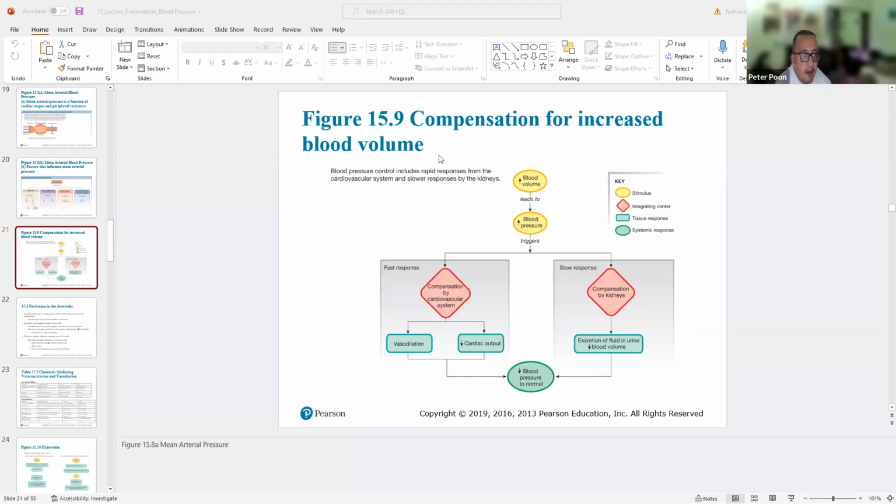The compensation for increased blood volume: if I'm making you drink a lot of water, eventually that water will enter from your stomach and intestines, get absorbed into your blood, and so you'll get an increase in blood volume. An increase in blood volume will lead to an increase in blood pressure because there's only so much volume in there.